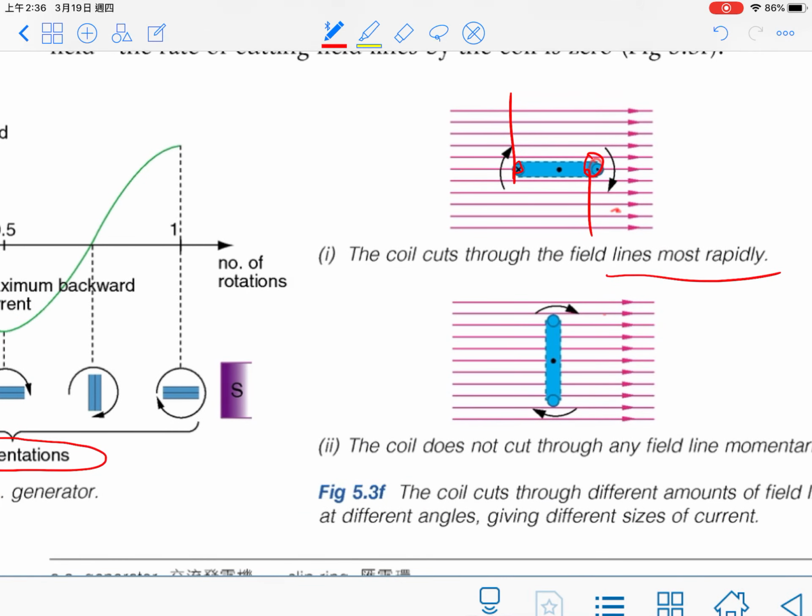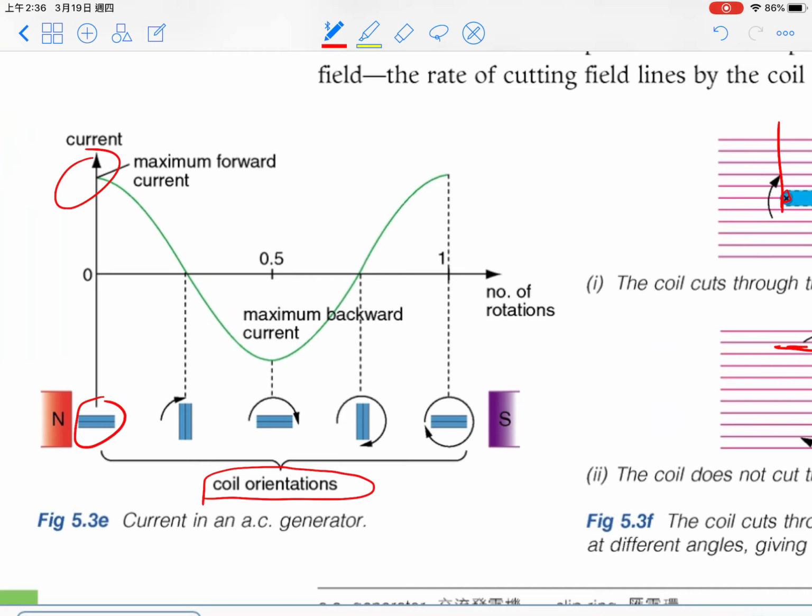If the coil is vertical, what happens? The wire moves to the right-hand side at this moment, so it won't cut through magnetic field lines. So if the coil is vertical, low induced current.